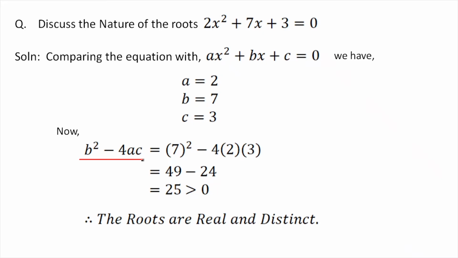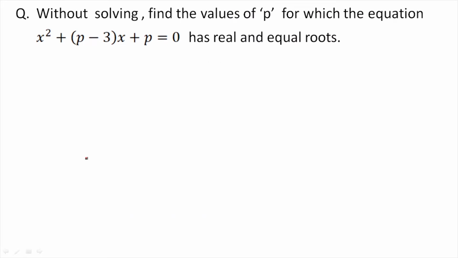So we just need to compare the equation first. We'll find the values of a, b, and c, and we'll see whether the discriminant is equal to 0, greater than 0, or less than 0. If it is greater than 0, it is real and distinct, like in this case. If it is equal to 0, it will be real and equal, and if it is less than 0, it will be not real, or you can say complex or imaginary. Okay, let's see a few more examples on this.